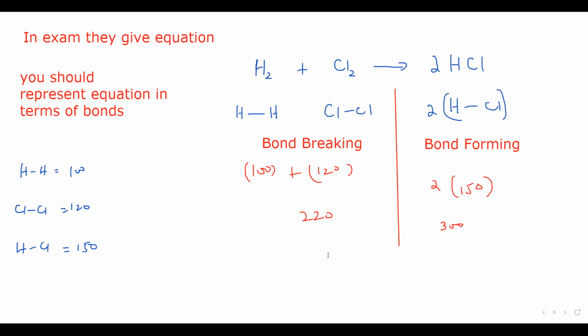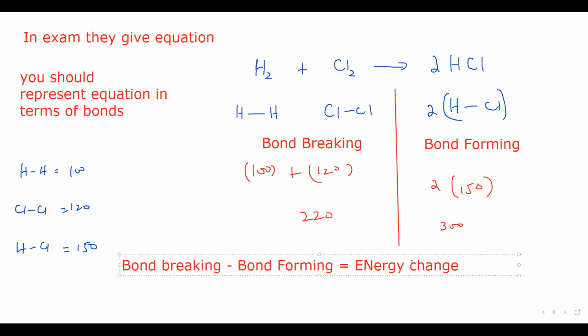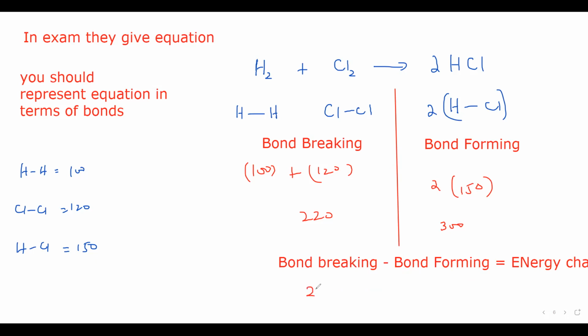If you want to calculate the energy change, it is bond breaking minus bond forming, which is equal to the energy change. So bond breaking minus bond forming gives us the energy change. The bond breaking energy is 220, minus bond forming, which is 300. So we get minus 80.